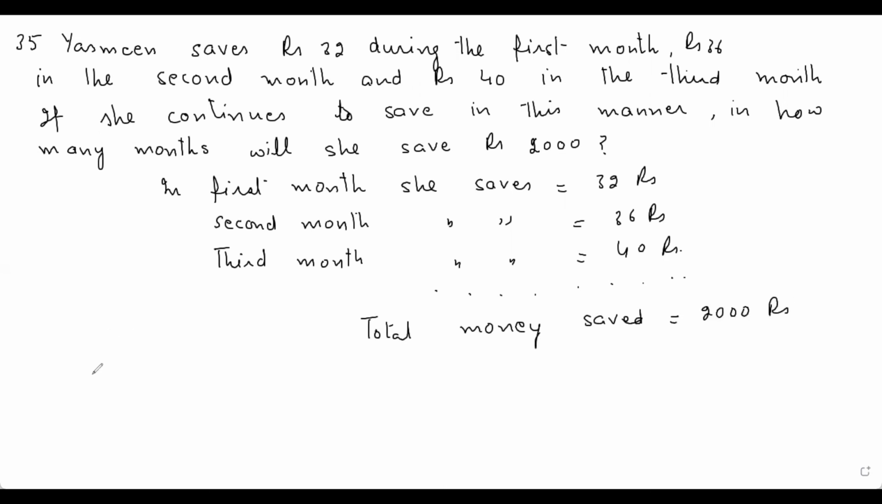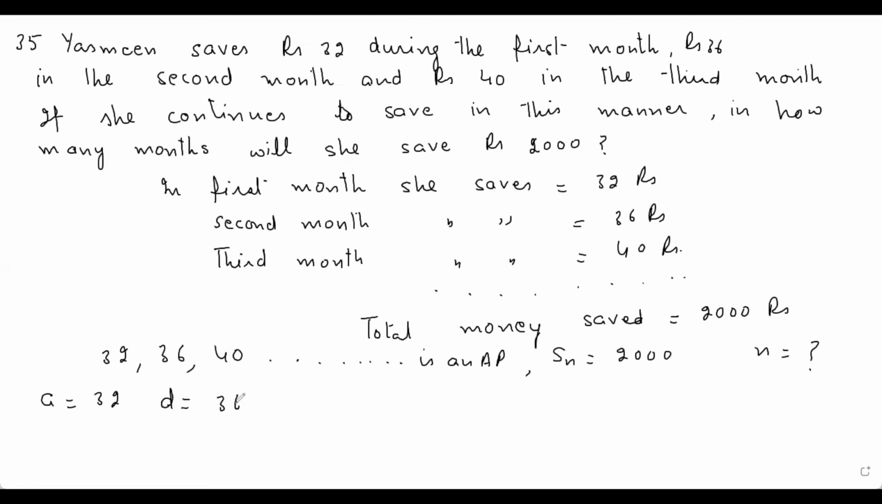Now here we have an AP: 32, 36, 40 onward. And SN is equal to 2000. We are to find N. Because the common difference is the same, this is an AP. And SN is 2000. You are to find N, the number of terms, the number of months. Now here A is 32, D is equal to 36 minus 32, that is 4, and SN is equal to 2000.